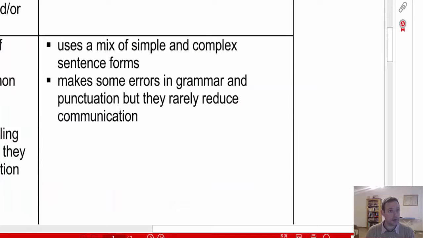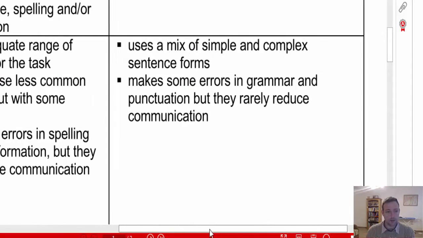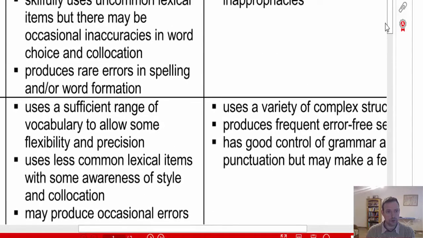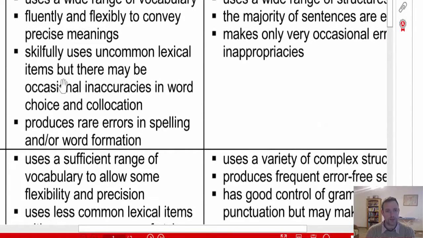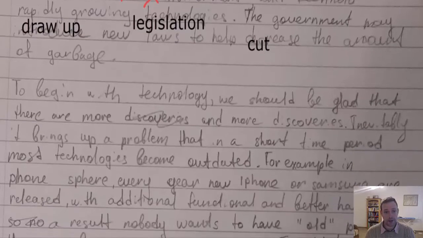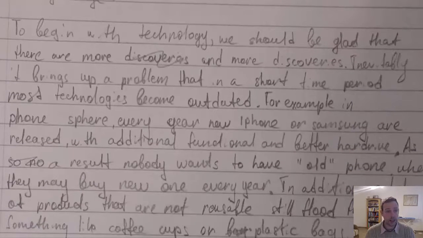Why is this so important? That if we come up to an 8 for lexical resource, skillfully uses uncommon lexical items. Okay, so the two things you want to do, you want to be precise and you want to skillfully use uncommon, less common items. Okay, so it's the same for the rest of the essay. We should be glad, that's quite nice. Glad is a little bit less common. It's nice. More and more discoveries, it's a nice word.